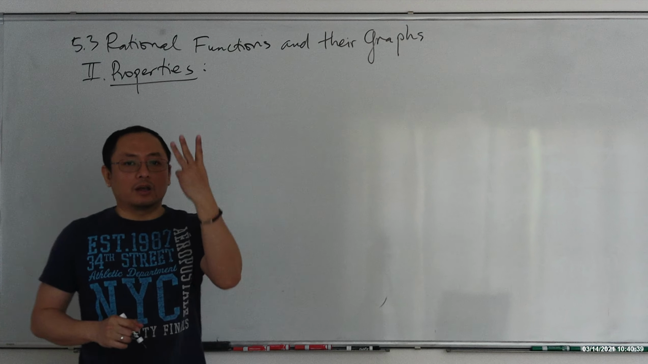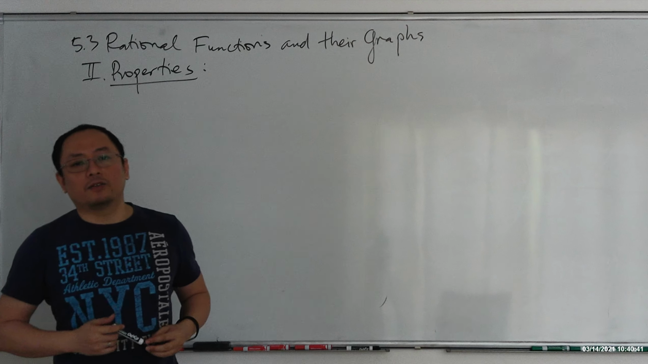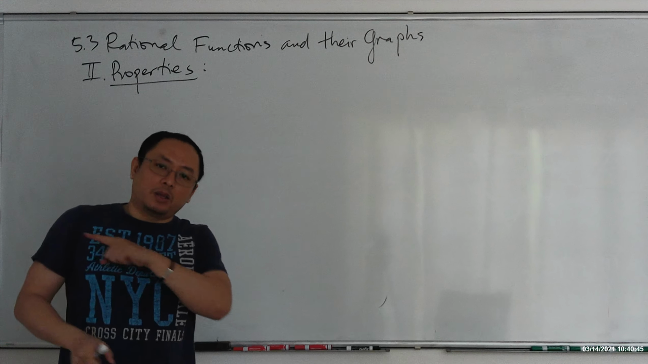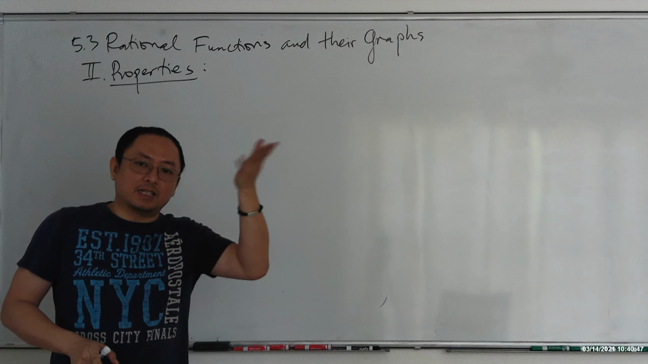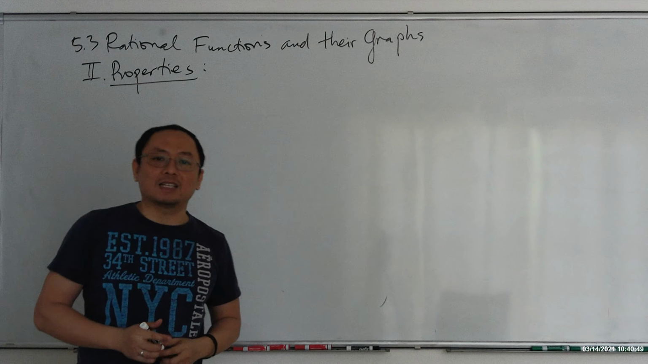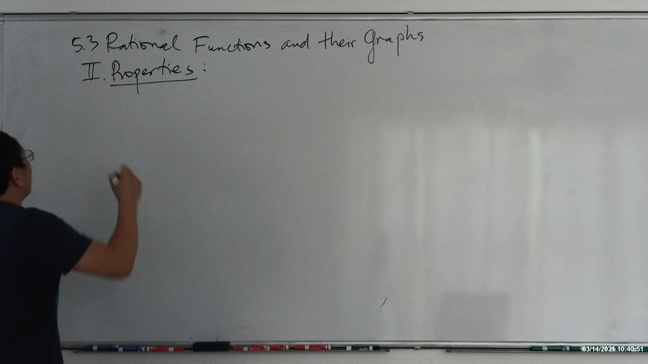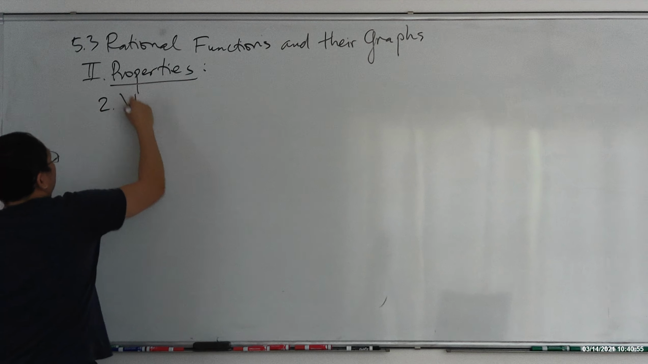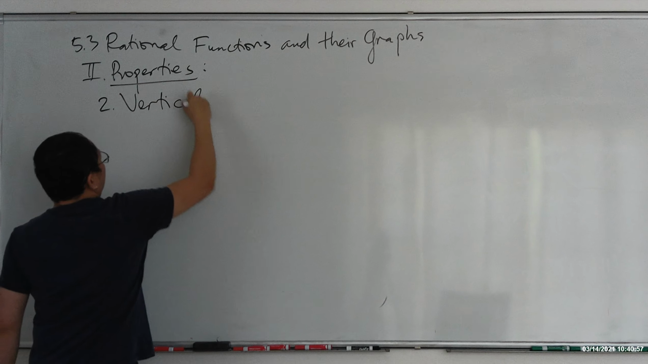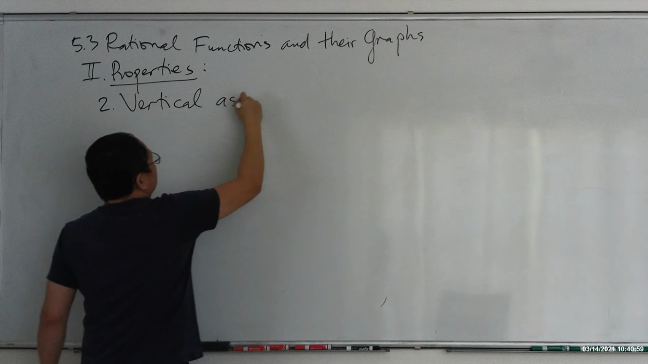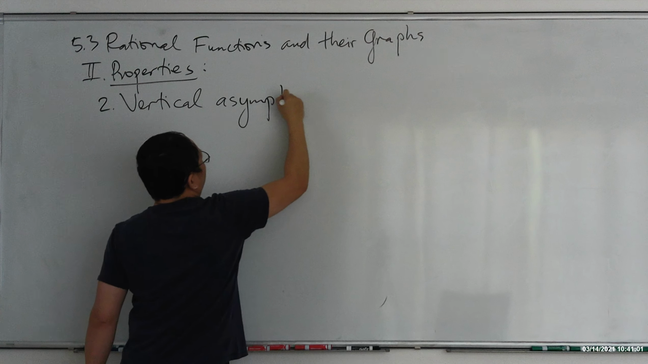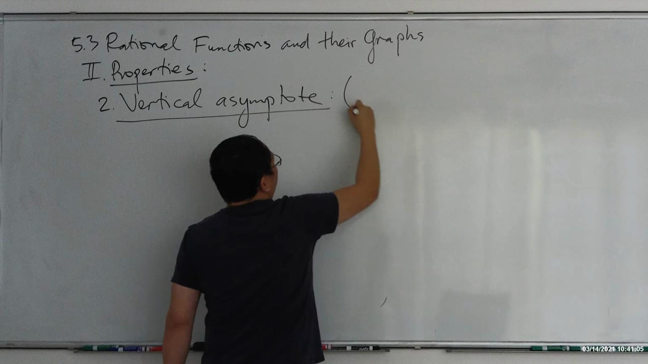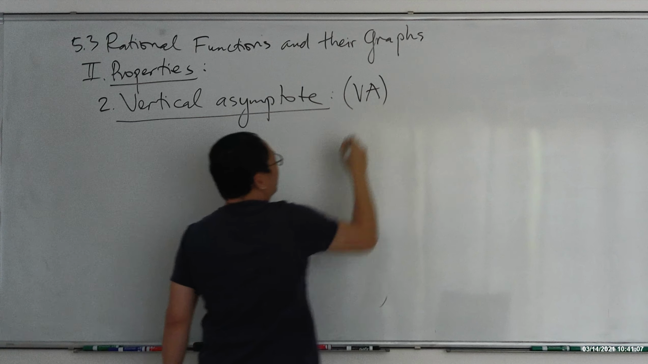And we're going to learn three types of asymptote today: the vertical asymptote, the horizontal asymptote, and the slant asymptote. Our book calls it the oblique asymptote. Okay, so let's start with the vertical one. Number 2, vertical asymptote. Let me abbreviate it by VA, which stands for vertical asymptote.